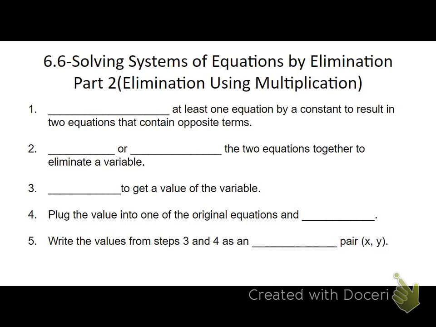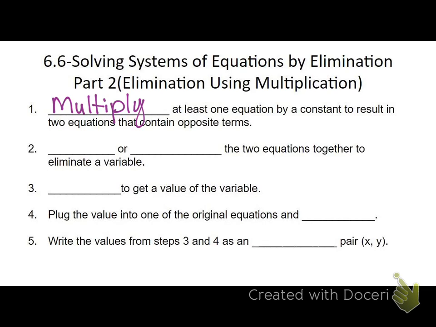Okay, so step one, you're going to have to multiply at least one equation by a constant to result in two equations that contain opposite terms. So you're going to have to multiply. And the key word that I want you guys to see there is "at least." You may have to multiply each equation by a constant in order to get two equations that contain opposite terms. Now, what's a constant? A number that does not have a variable. So a constant is a number that's by itself, okay?